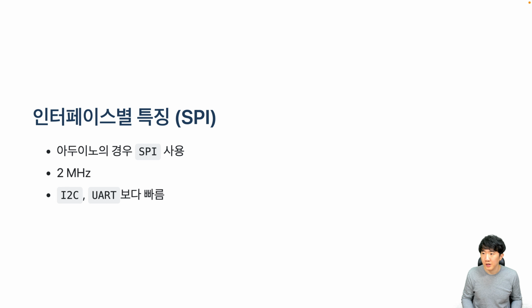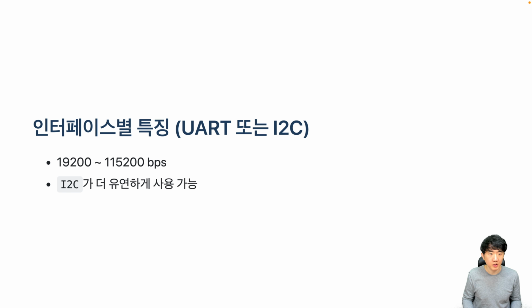The next fastest option is SPI, which is used for communication between Pixy2 and Arduino. It communicates at a speed of 2 MHz, making it faster than I2C or UART. And if you want to use Pixy2 with a different microcontroller instead of Arduino, and you want to communicate at high speed without using USB, it is better to use SPI.